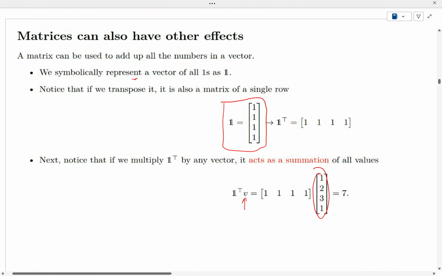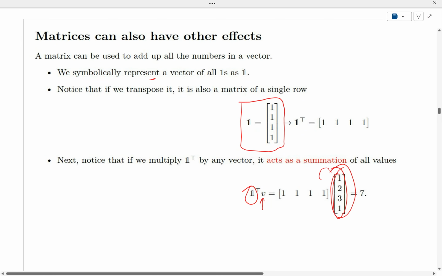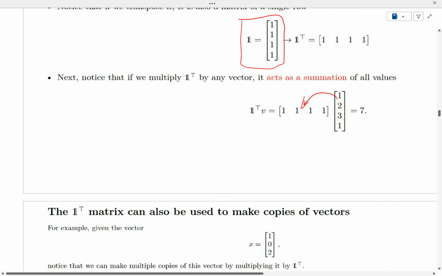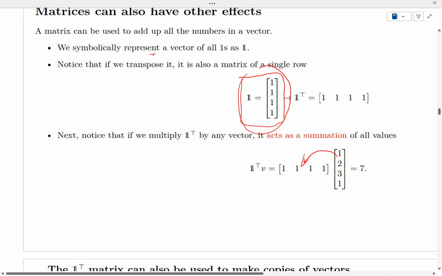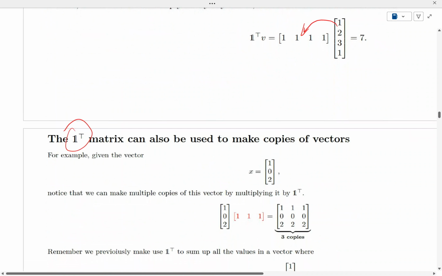This is used quite often to perform various tasks without using a for loop. You might need a for loop to add all these up, but instead you can just do a matrix multiplication, and it will automatically sum things up. Now, if the vector of ones can do sums, if we transpose it, it makes copies of vectors.